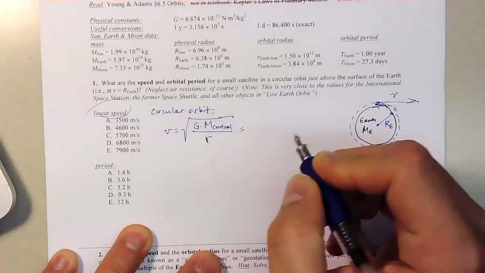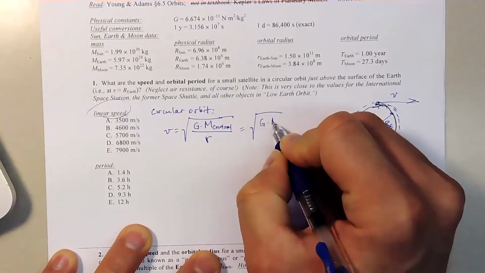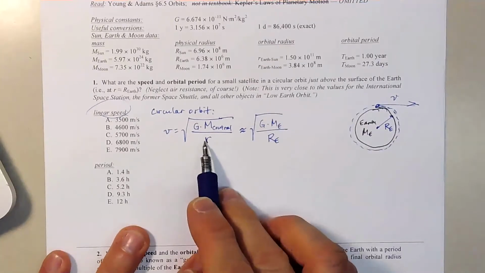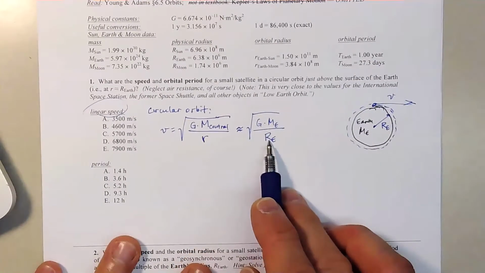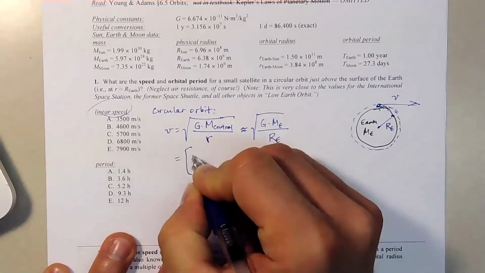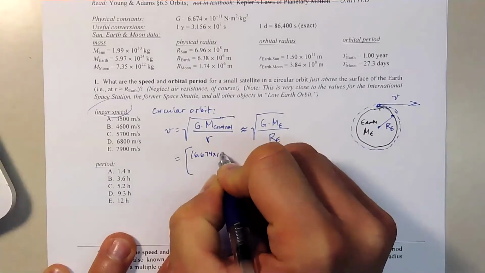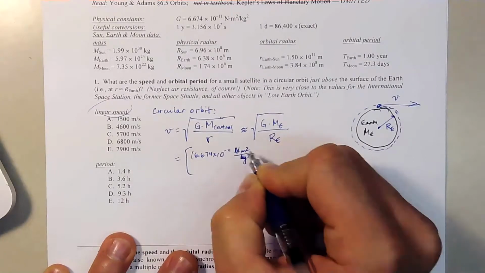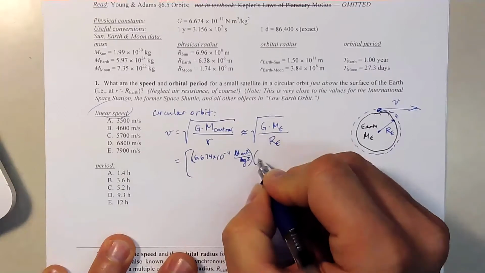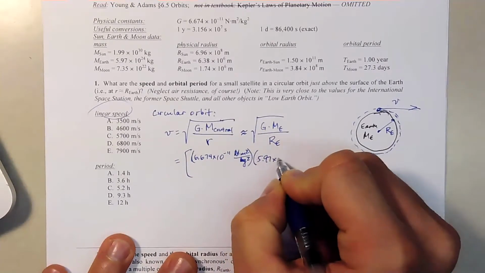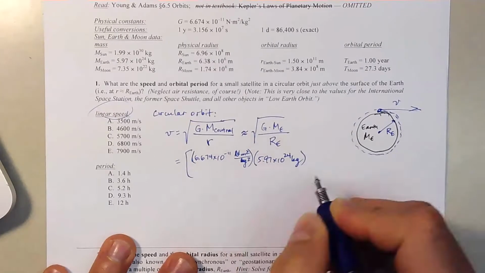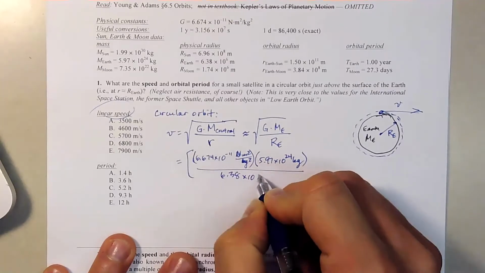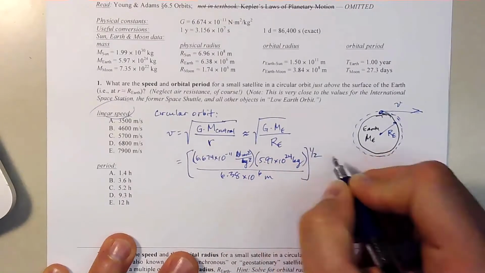So what we're going to do is, in this case, this is going to be equal to big G, mass of the Earth, divided by radius of the Earth, right? So we're assuming that this orbital radius is just above the surface of the Earth. All right, great. So let's plug in those values. So that's my big G, and then I have the mass of the Earth. And then I have the radius of the Earth. And I take the square root of that whole thing.